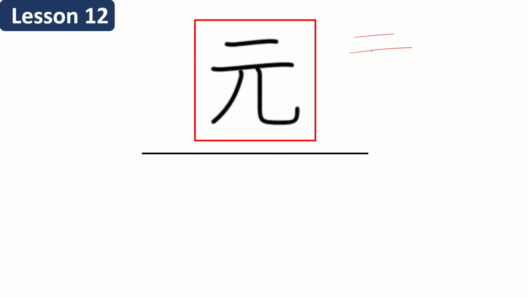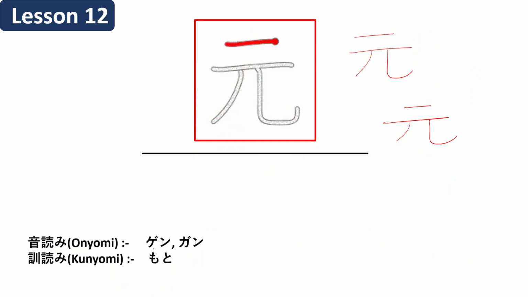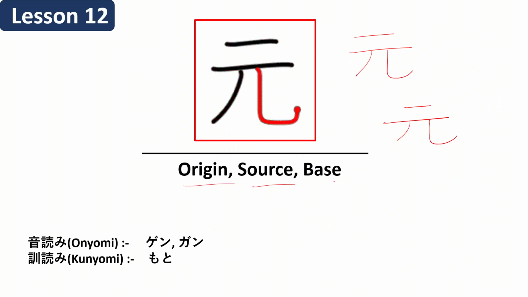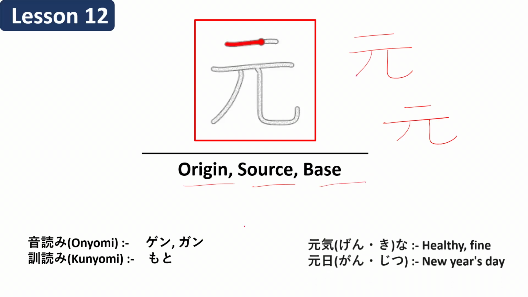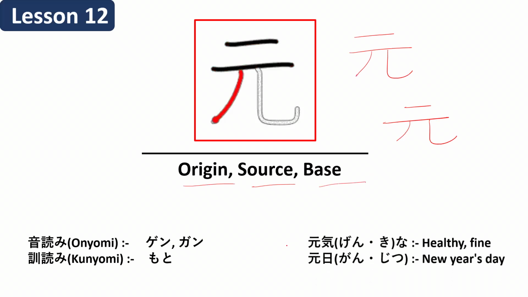Ichi, ni, san, shi. Onyomi is gen, gan. Kunyomi is moto. Moto is origin, source, base. Genki is healthy, fine, which is an adjective. Ganjitsu is New Year's Day.